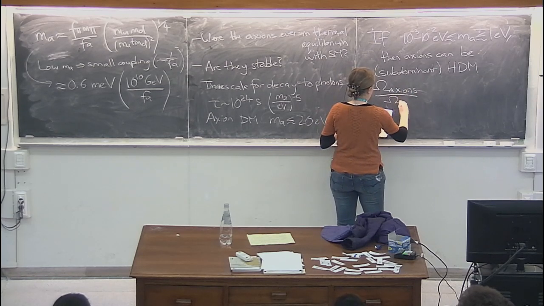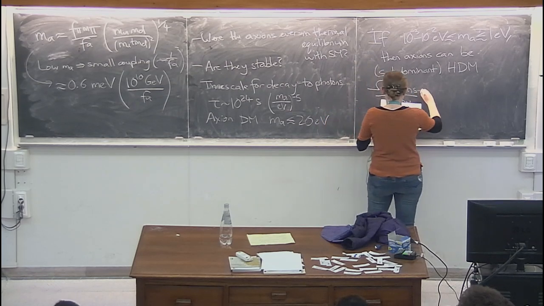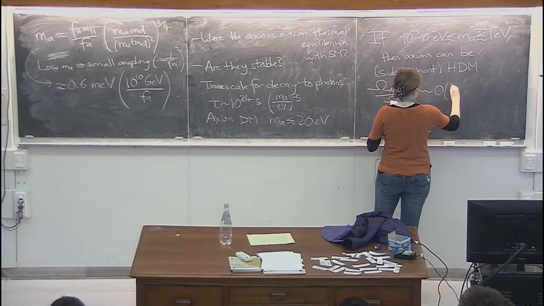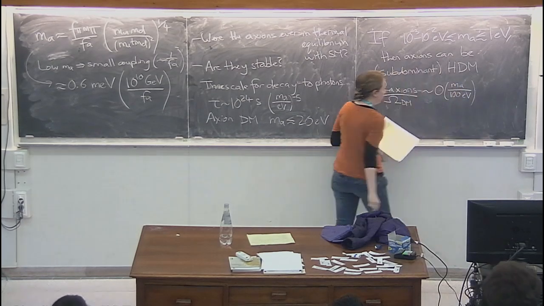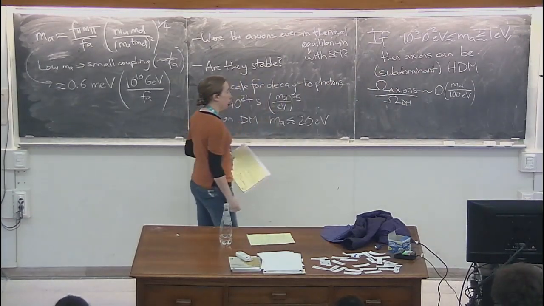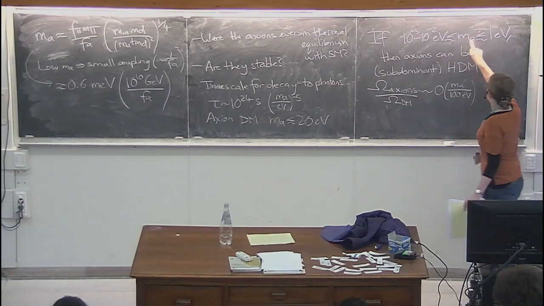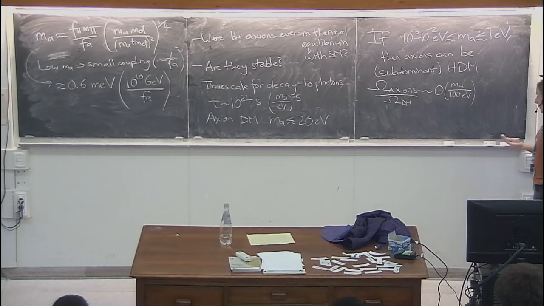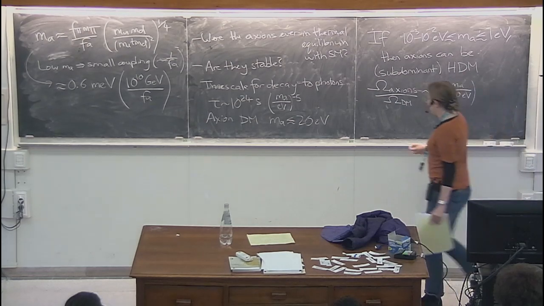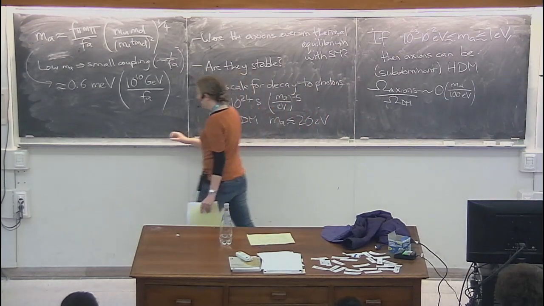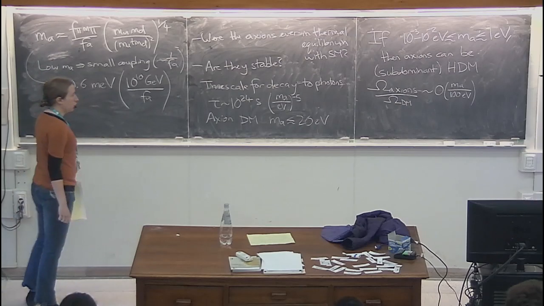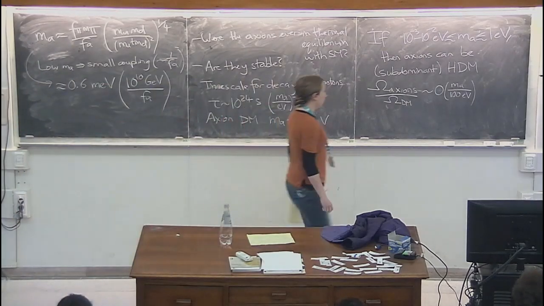So if you work this out for the case of hot dark matter, above this scale the axions are in thermal equilibrium. You can do exactly the calculation that we just did yesterday, and you can show that if you've got axions in this light mass range, they're not cold dark matter, but they could be a subdominant component of hot dark matter.